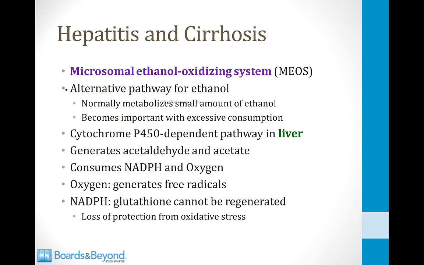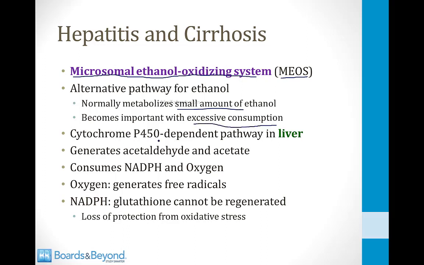There's another biochemical pathway that contributes to the development of hepatitis and cirrhosis, and this one doesn't have anything to do with NADH. This is called the microsomal ethanol oxidizing system, or the MEOS. It's an alternative pathway for the metabolism of ethanol, and normally it metabolizes just a small amount of ethanol, but it becomes important when there's excessive consumption.